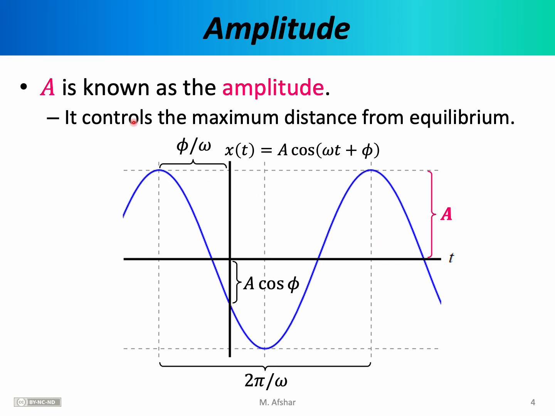Physically, the amplitude controls the maximum distance from equilibrium. So if I told you that the amplitude is, for example, 5 centimeters, then I'm basically telling you that the mass can go as far as 5 centimeters from its equilibrium position.